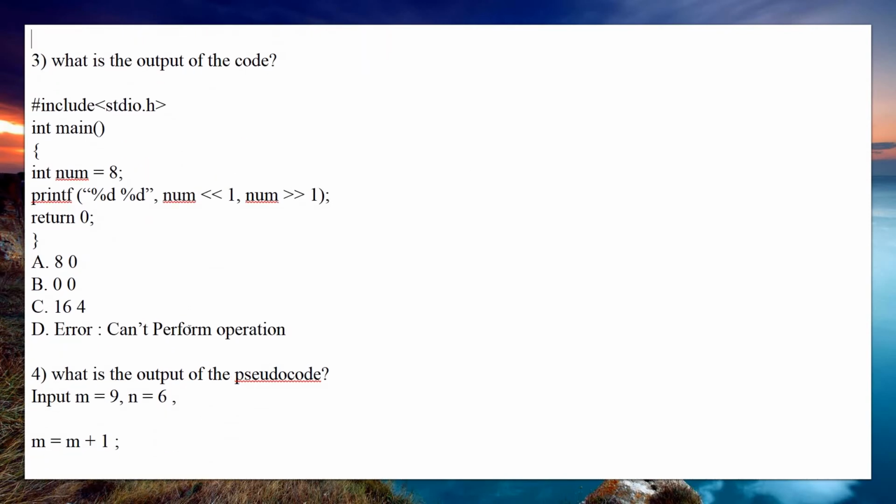So the next question is, what is the output for the code. So again header file, main. Initially integer num is equal to 8. Then after that printf %d, that is num. Here we have the left shift operator, and here we have the right shift operator. Then it should return 0.